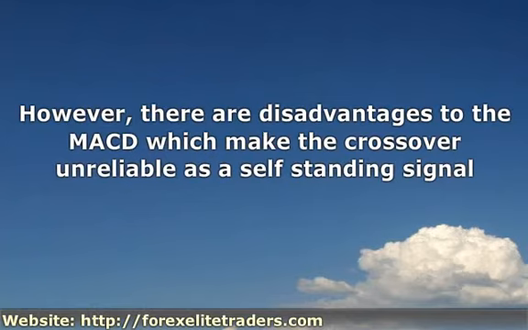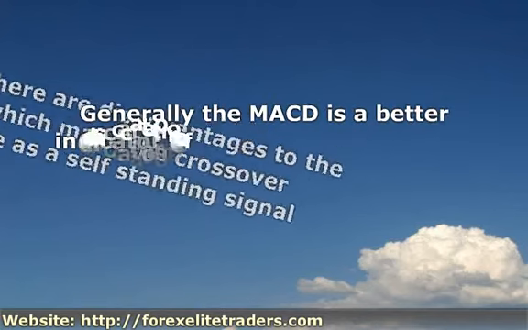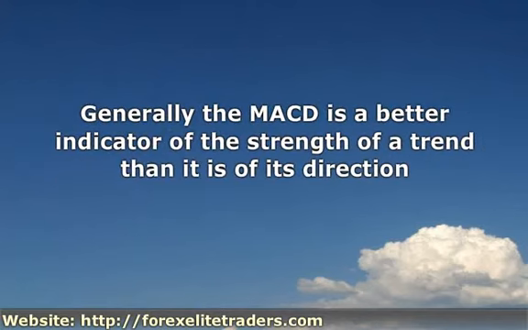The main problem is that even the so-called fast line is significantly behind actual prices because it measures averages of the past prices. So when the market is very volatile, trends could be ending before the MACD crossover marks that they have begun. Generally, the MACD is a better indicator of the strength of a trend than it is of its direction. For this reason, some traders ignore the crossover and look instead at the length of the histogram bars.